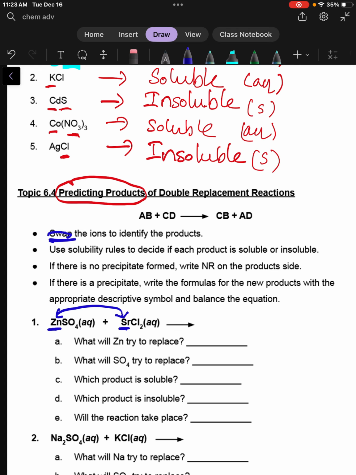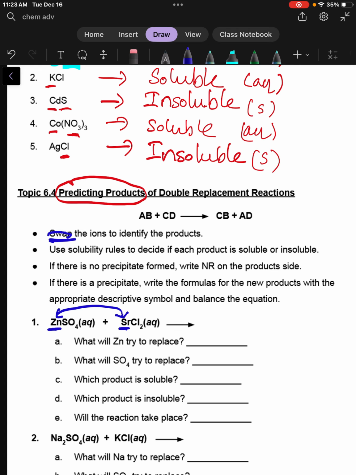When you write the compound, you are not using the same subscript. You are using the charges. We know that zinc is 2 and chlorine 1. So when you crisscross it, you will get zinc chloride. And strontium 2, sulfate is 2. So you need 1 each, which is SrSO4.